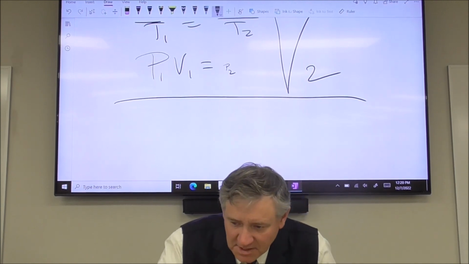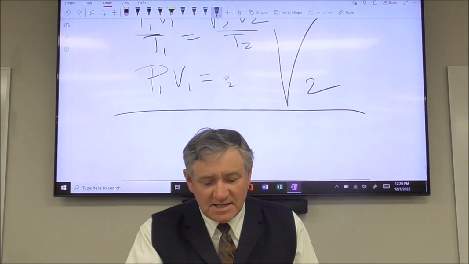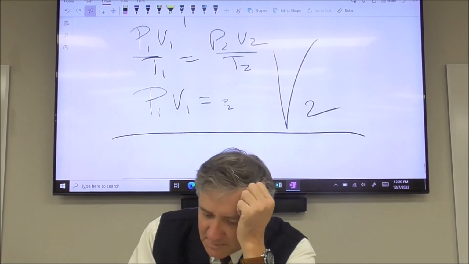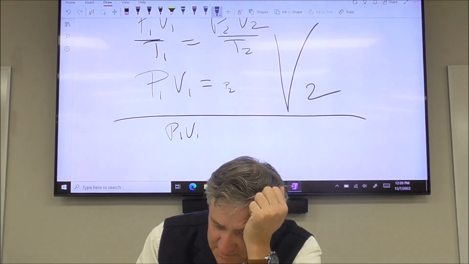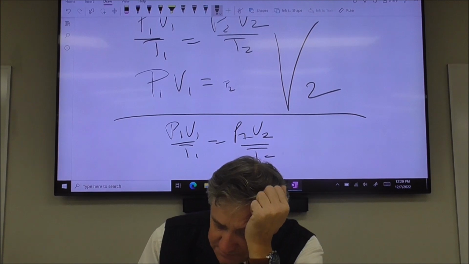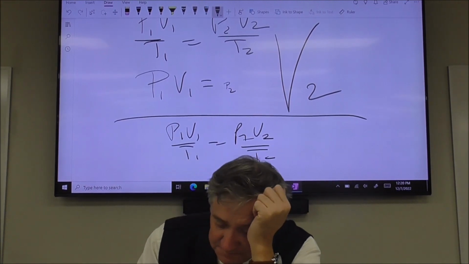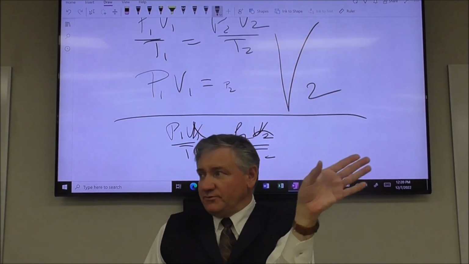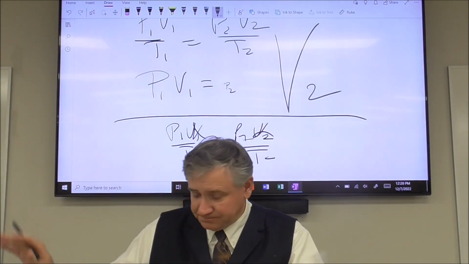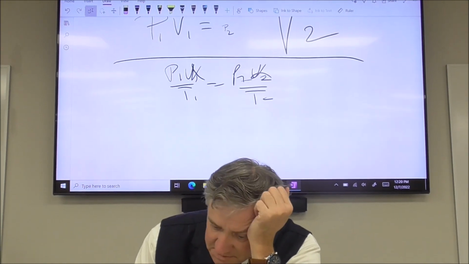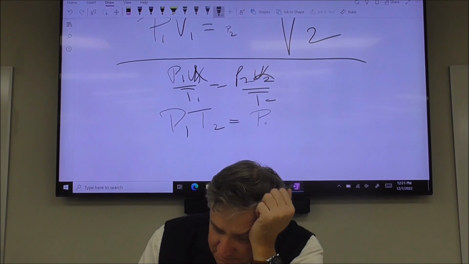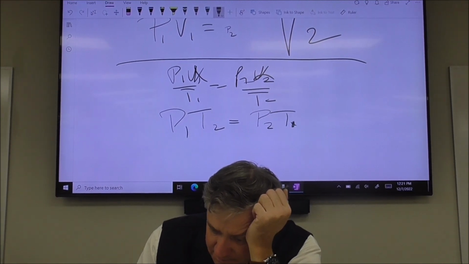Okay? So if you look at this, let's say that we're going to keep the volume the same. We're not going to change the volume of the syringe. So if you look at this in terms of P1 V1 over T1 equals P2 V2 over T2, I'm not going to worry about my two volumes because that's going to stay the same. I'm just going to have the same size syringe. So then if I cross multiply, I get P1 T2 equals P2 T1, right?